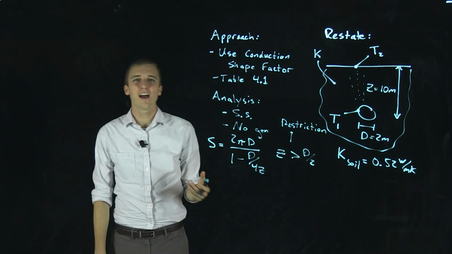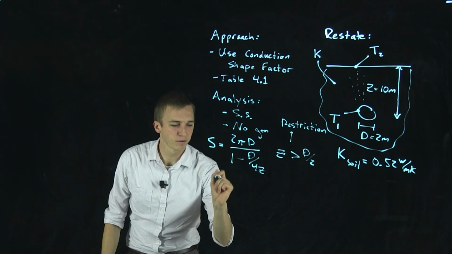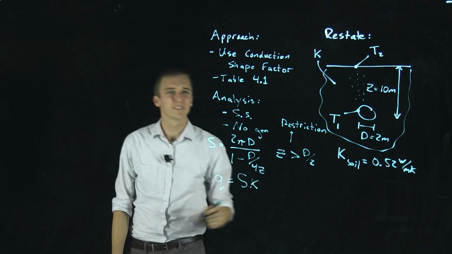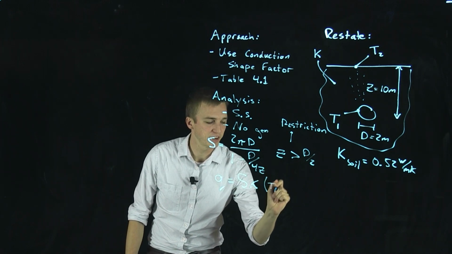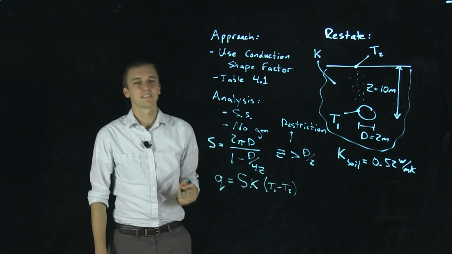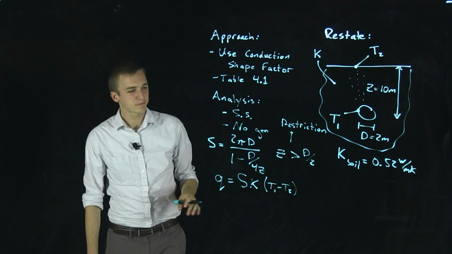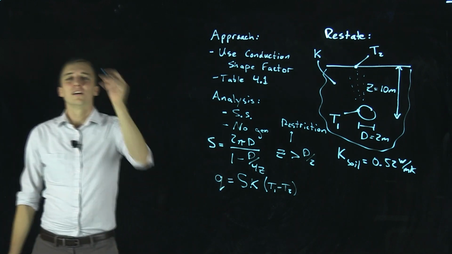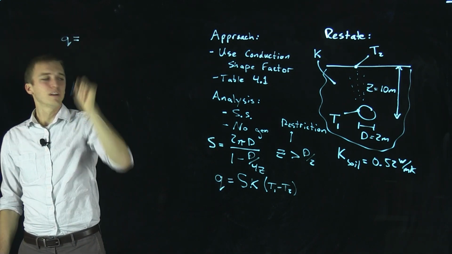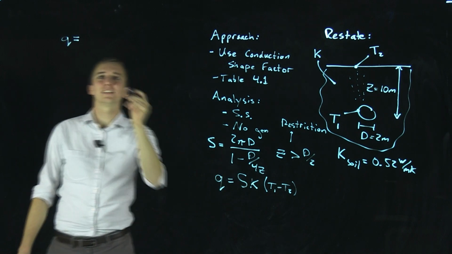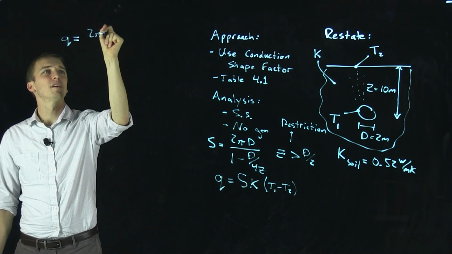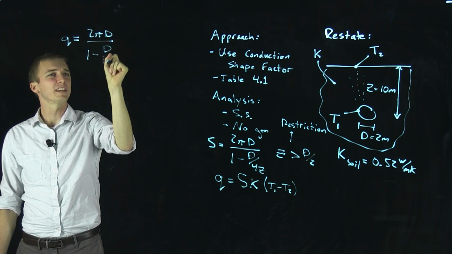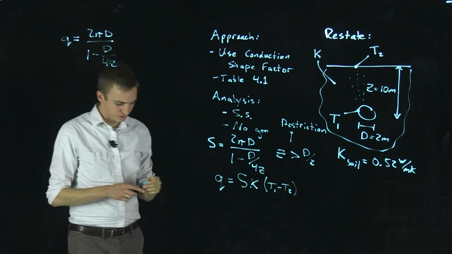The question is, how do we use our shape factor? Well, we're going to use this equation given right above the table, which is S, our shape factor, times K, times the difference in temperature. Okay, now it just remains to plug in our values. So we will just plug in this S into this equation, which gives us 2 pi d over 1 minus d over 4z. This marker is dying, so I'm going to switch.